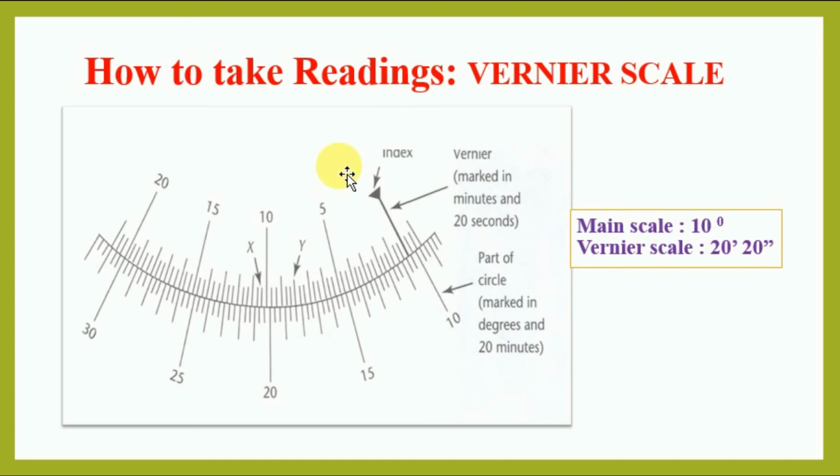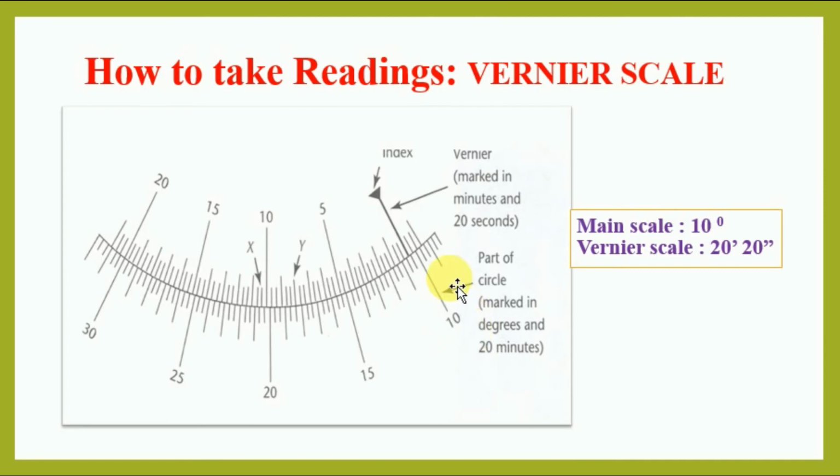Here shows two scales. One is said to be the main scale and the other is said to be the vernier scale. First of all, we will be focusing on the main scale. Now we have to go through an index, or you can say the 0 point, wherever it touches the main scale. Here you can see after 10 degrees the 0 index touches. So here the main scale reading will be 10 degrees.